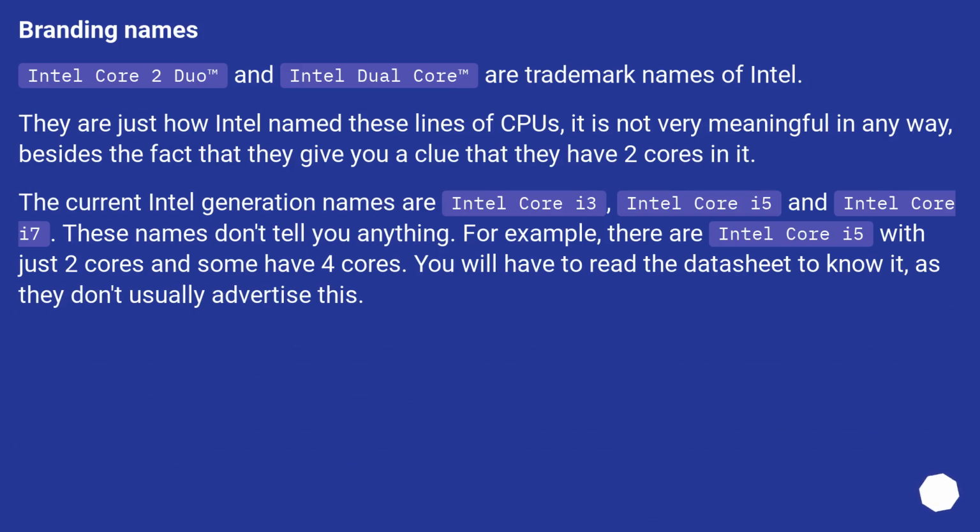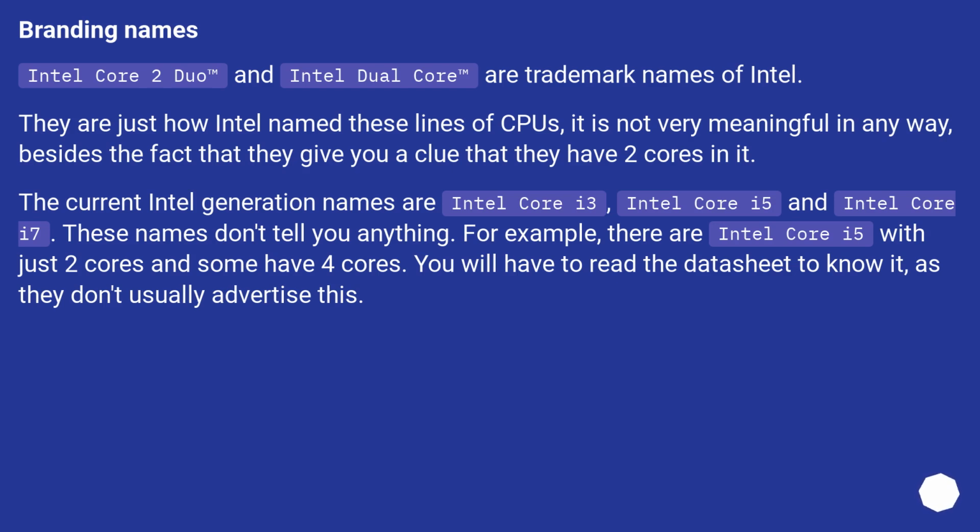Branding names. Intel Core 2 Duo and Intel Dual Core are trademark names of Intel. They are just how Intel named these lines of CPUs. It is not very meaningful in any way, besides the fact that they give you a clue that they have two cores in it. The current Intel generation names are Intel Core i3, Intel Core i5, and Intel Core i7.